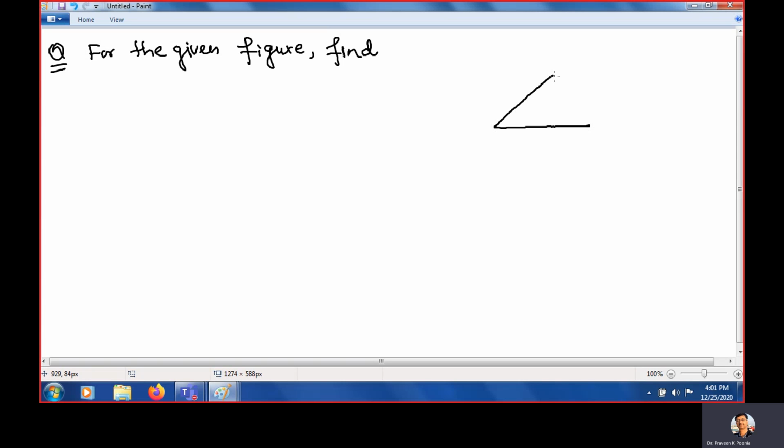So the question is, for the given figure, find. Okay, what is the given figure? This is the arc length. Okay, this is O, this is A, this is B, and what is this? Radius. Radius is 8 centimeter, and this angle is 60 degree. Clear? So what do we need to find? First we need to find the sector area. This is the sector.